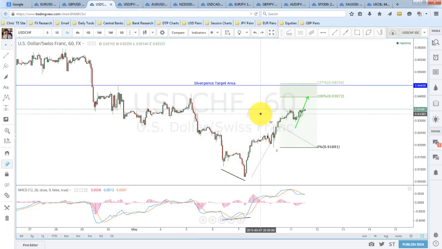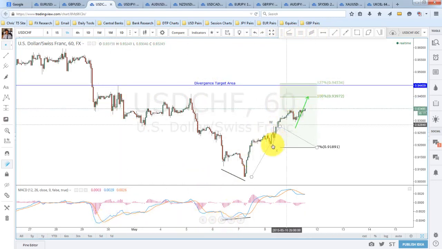So we labeled this as a double WX. We're looking for an equal legs 127 move, which lined up very nicely with this divergence target area where we had price moving lower, MACD cycling higher, and that was a good target area that we were looking for.